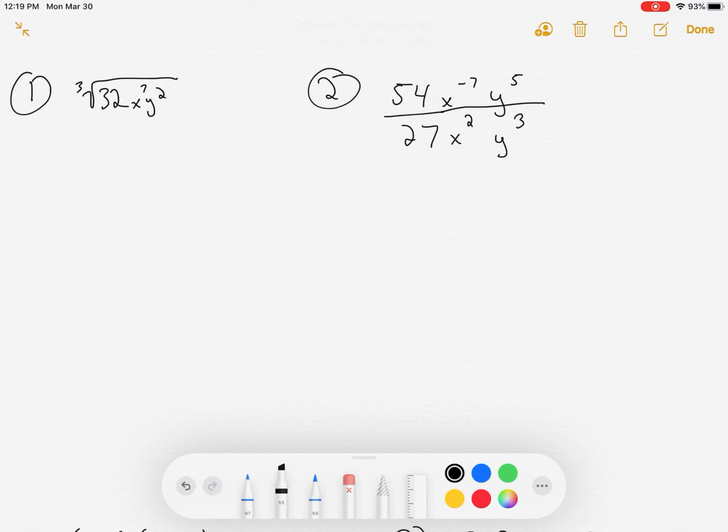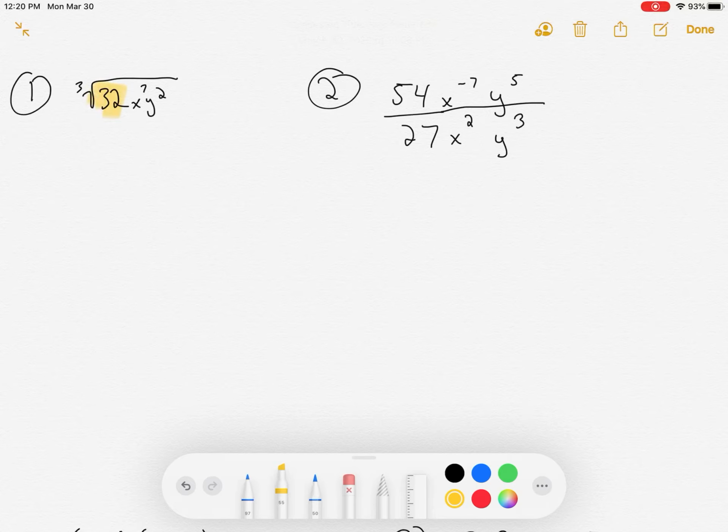Just as a reminder, this cube root on the outside, not in black, in yellow, if I can figure this out, that's called the index. So my index here is 3, meaning I want to reduce everything into perfect cubes. The first thing I look to see as well is, is 32 a perfect cube?